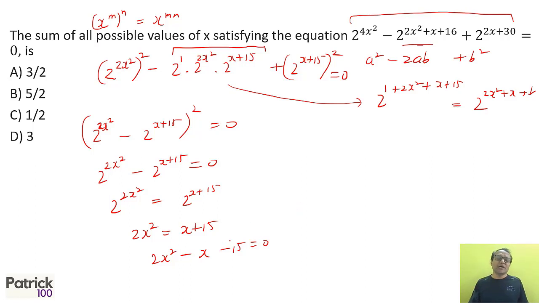We basically want the sum of the terms. Remember, the sum of all the values of x of a quadratic equation is minus b upon a. In this case, b is minus 1, a is 2. Substitute out here, and you'll get the answer as half. This is one approach of solving.